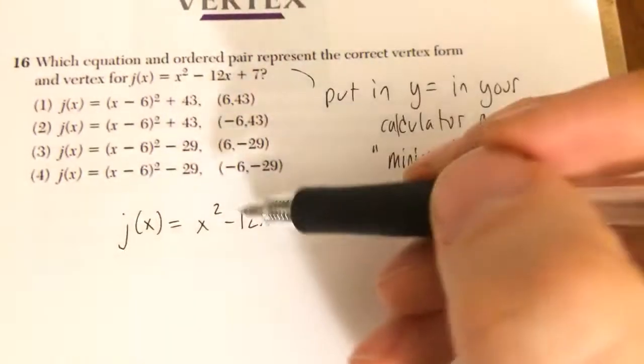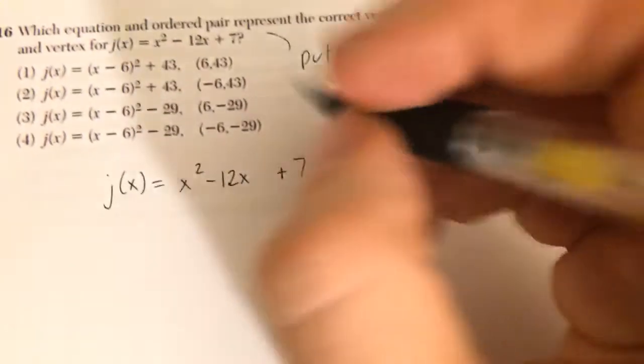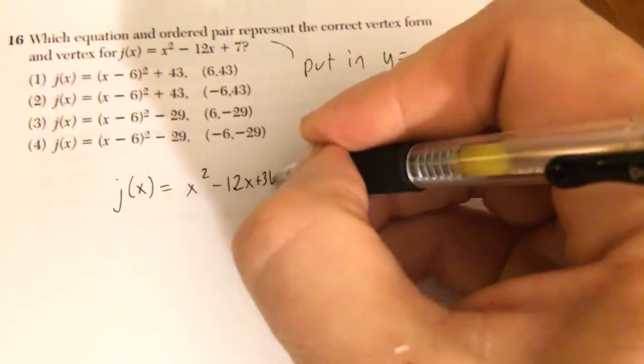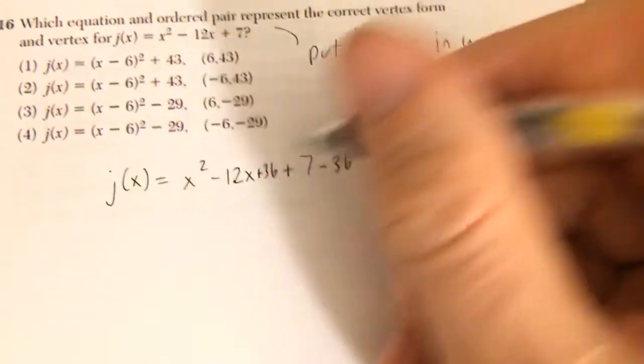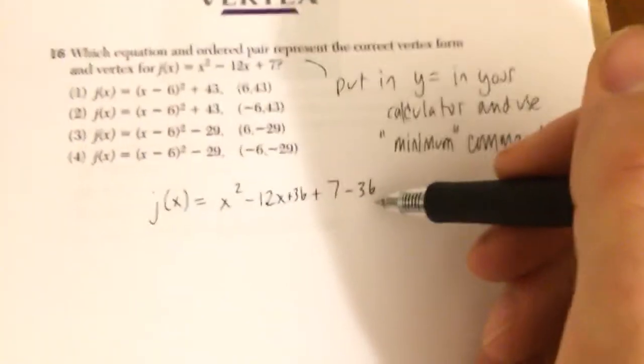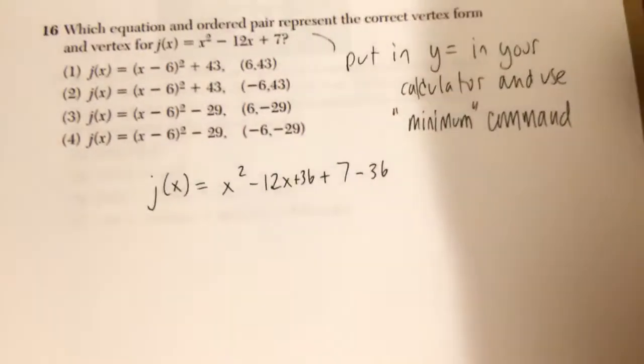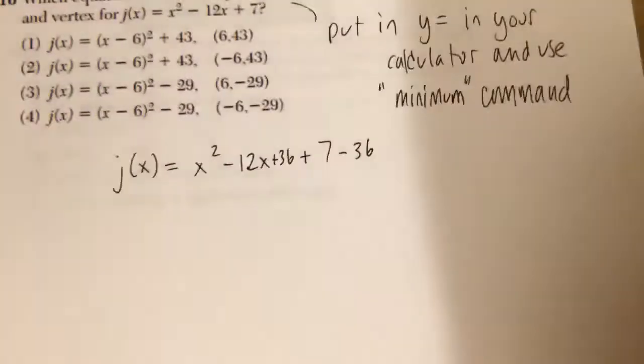Remember, when you're completing the square, you're taking half of 12 and you're squaring it, and you're going to get 36. But when you're putting it on the same side of the equal sign, you have to do a minus, because you have to balance it out. 36 minus 36 is 0. You don't want to change the value without doing anything to the other side.